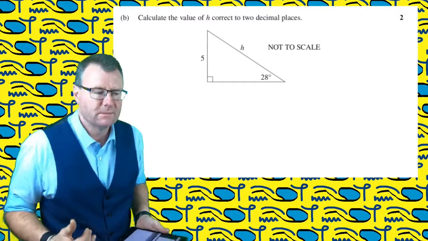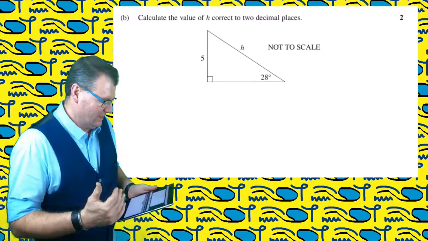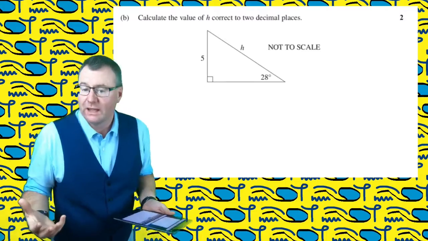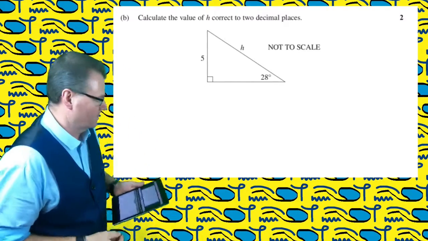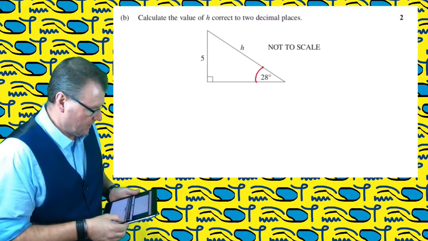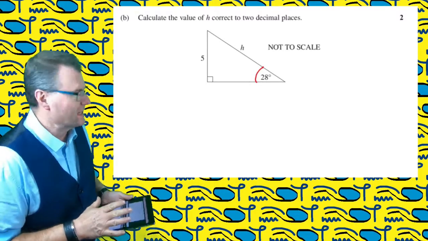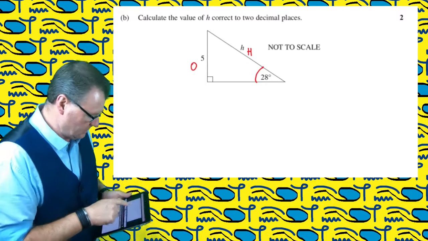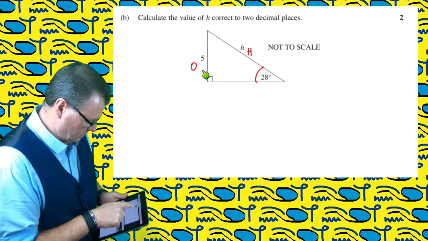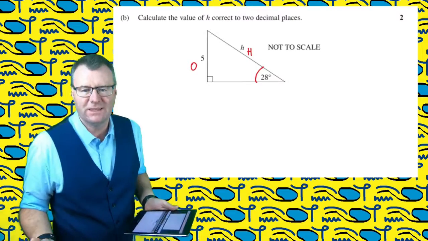Hey, let's have a look at some HSC practice questions about dealing with right angle trigonometry. So this one here, we're going to calculate the value of h correct to 2 decimal places. I've got my angle of reference. In this case, it's 28 degrees, but I've got information there about the opposite and the hypotenuse only, but I've got nothing about the adjacent.